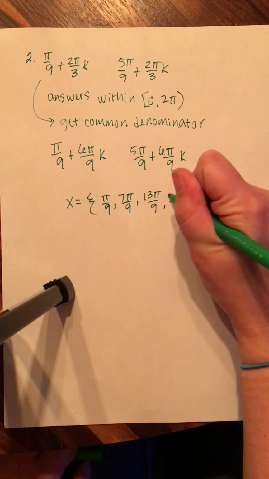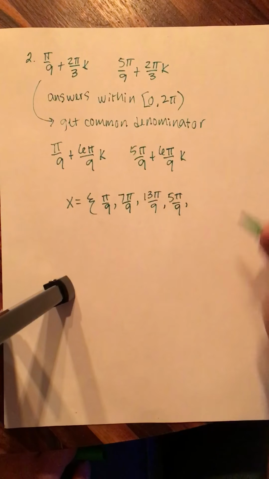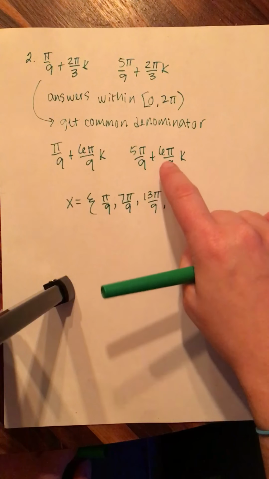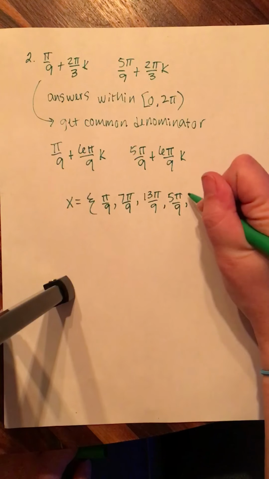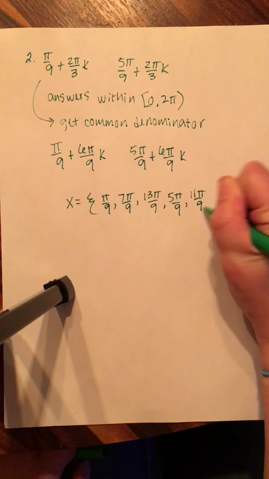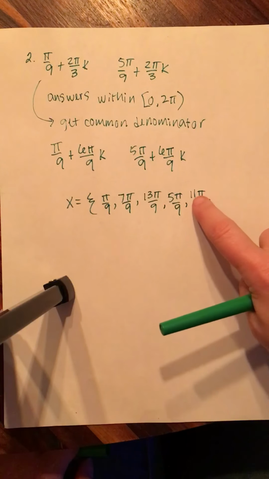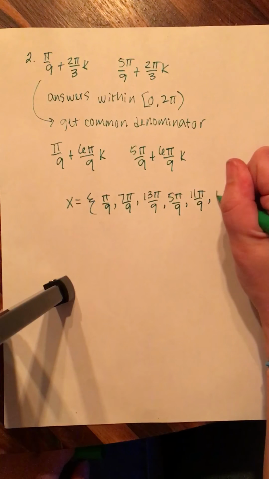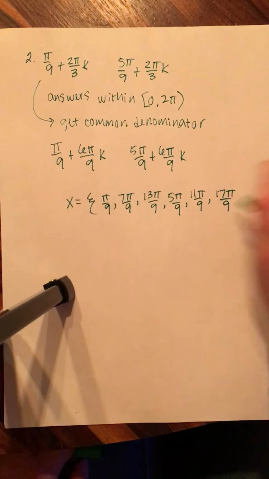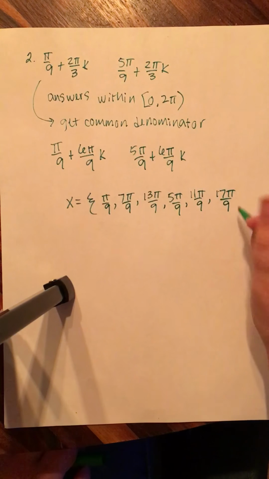So 5 pi over 9 is an answer. We'll add 6 pi over 9 onto it once. That would give us 6 plus 5 is 11. So we'd have 11 pi over 9. And then add it on again. So add the 6 onto the 11. You get 17 pi over 9. And then we don't want to add it again because it would be too big.